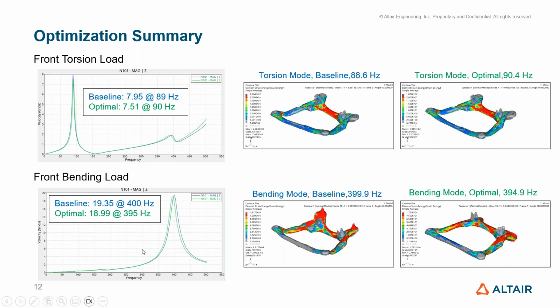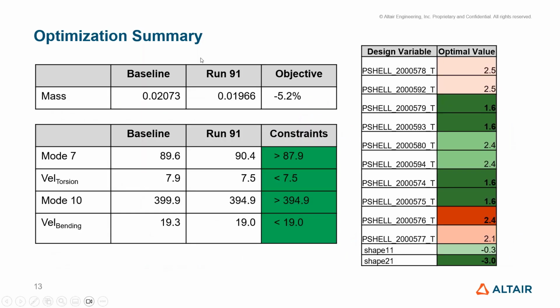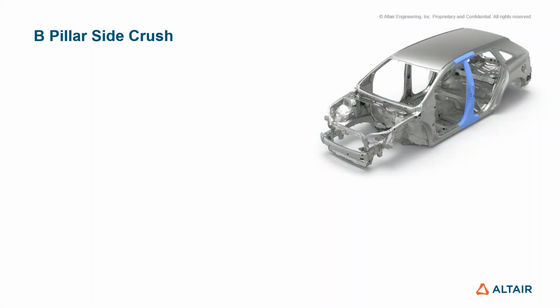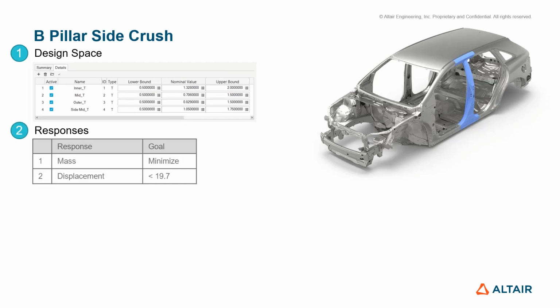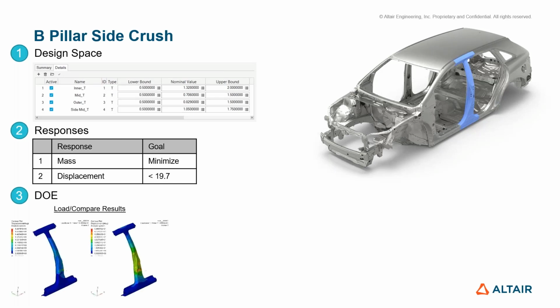So here you can see we have reached the targets that we wanted. Now let me quickly show you an example of field prediction specifically. For the field prediction, I'm using a B pillar side crash case. I have my design space already defined, responses defined, and the displacement is something that I'm tracking, and I have run the DOE particularly.